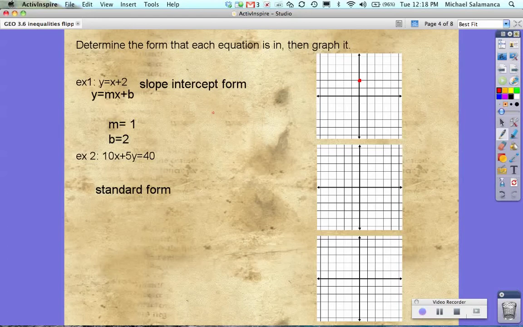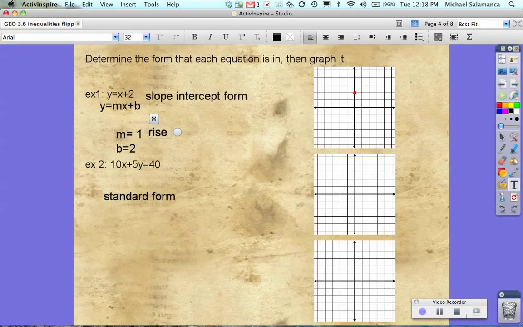And the slope, which is, again, slope is rise over run. So rise over run. And because the slope is 1, we have 1 divided by 1.